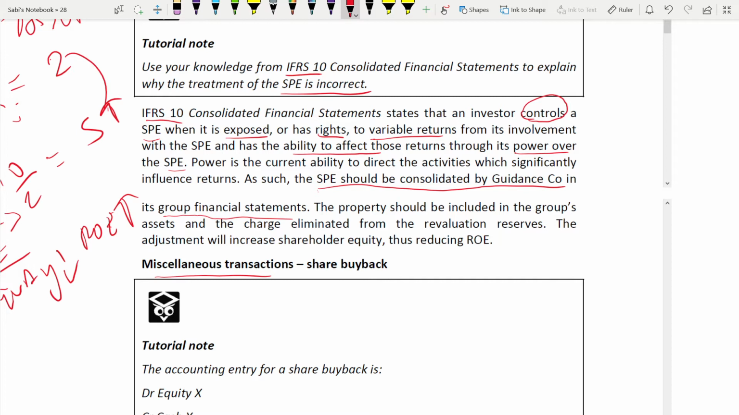Because they have the power, the property should be included in the group's assets, and hence it should be eliminated from the revaluation reserve because it was incorrectly there. This adjustment will increase the shareholder equity. Earlier it was reduced because of the revaluation reserve. Now it will increase. And now if shareholder equity is increased, it will reduce your ROE. The opposite will happen now.